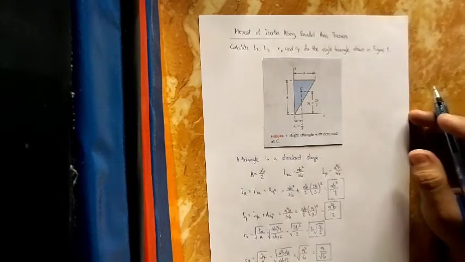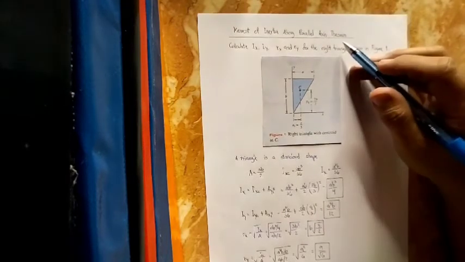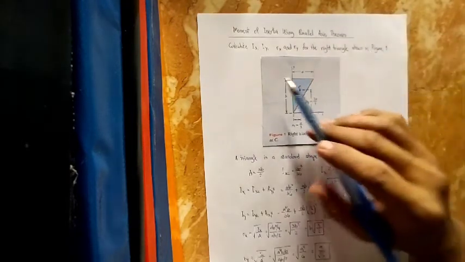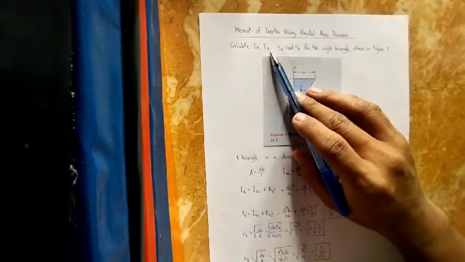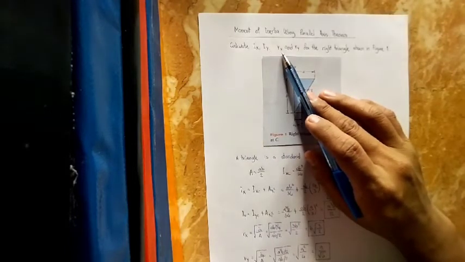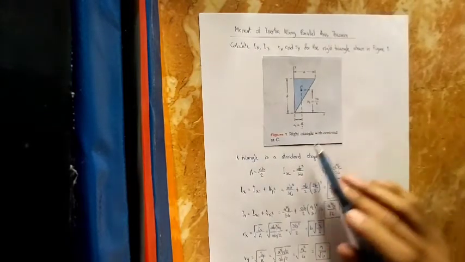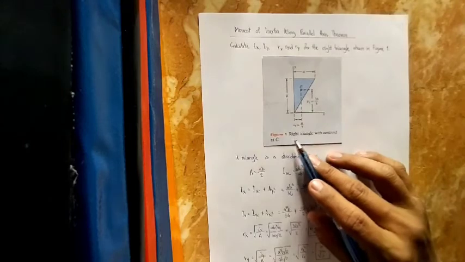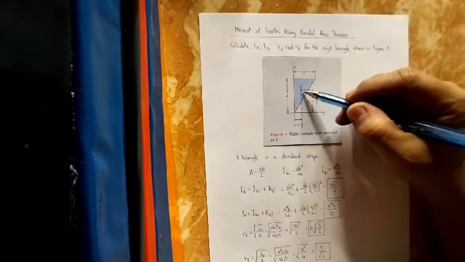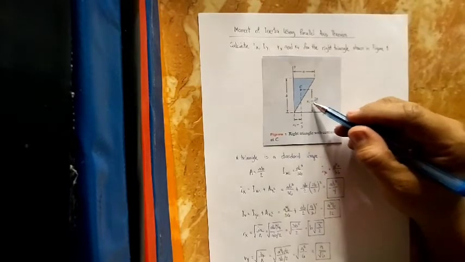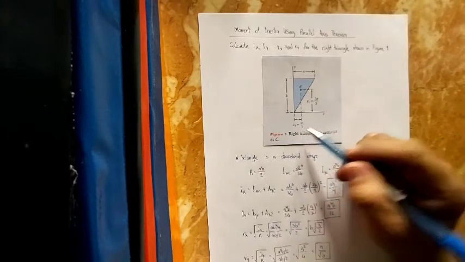Ngayon, ang isosolve naman natin is number 3. The moment of inertia using parallel axis theorem. The question is, calculate the moment of inertia of x and y and the radius of gyration of x and y axis for the right triangle shown in figure 1. Dito sa figure, ito yung right triangle with centroid at C. Ito yung centroid natin. Our y1 is equals to 2b over 3 and our x1 is equals to a over 3.